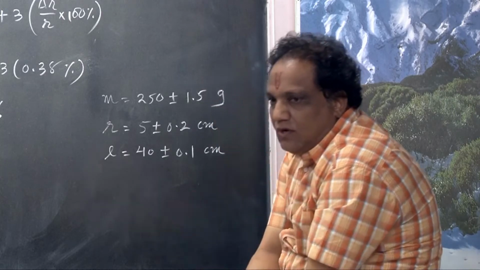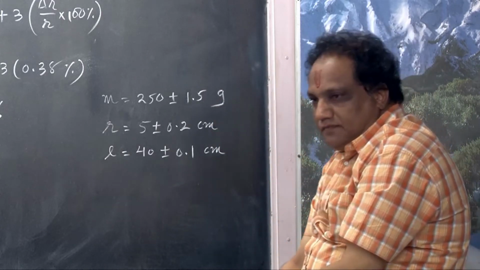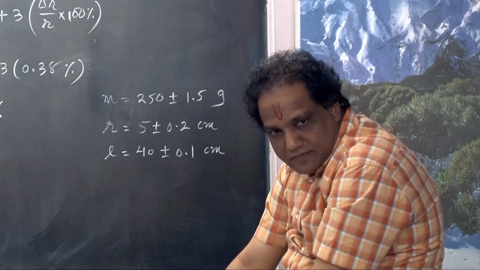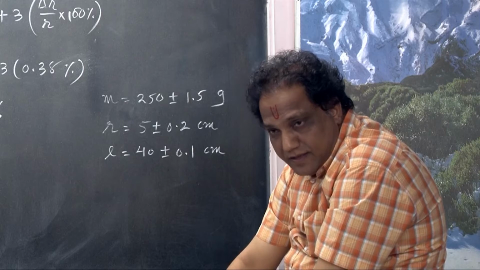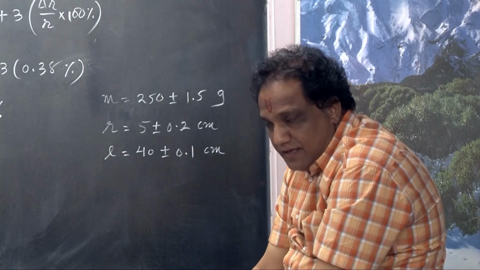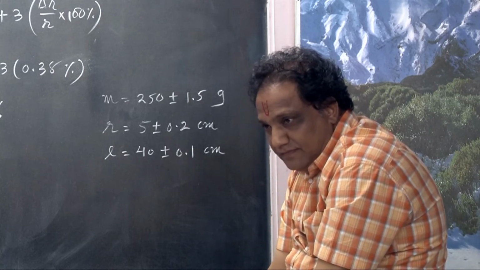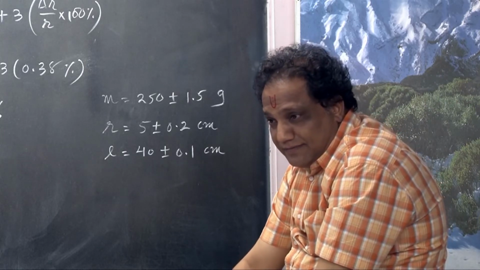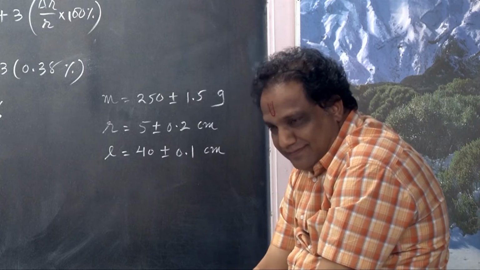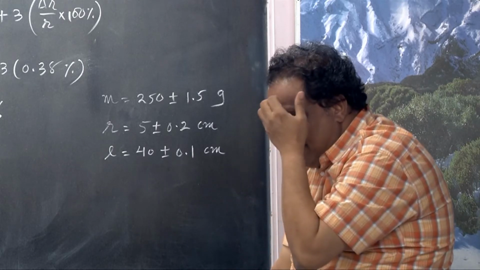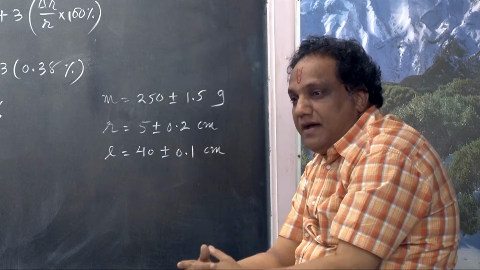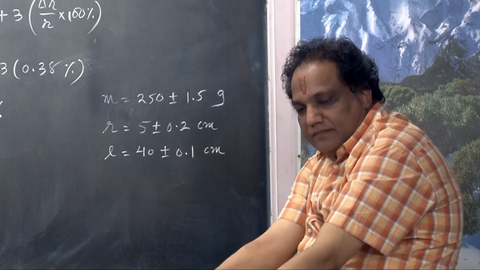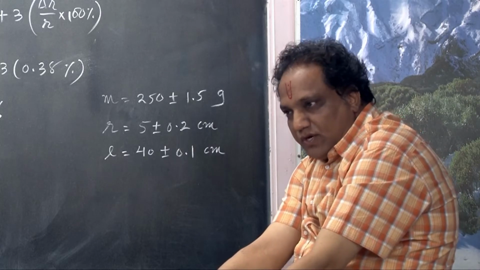Next, what is volume of a cone? 1 by 3 pi r square h. And what is h? Is h height or slant height? H is height. So if that formula is to be applied, then also you can do it.